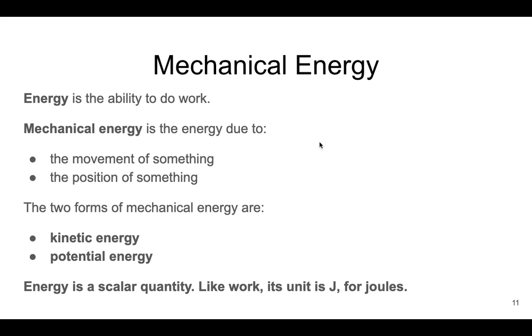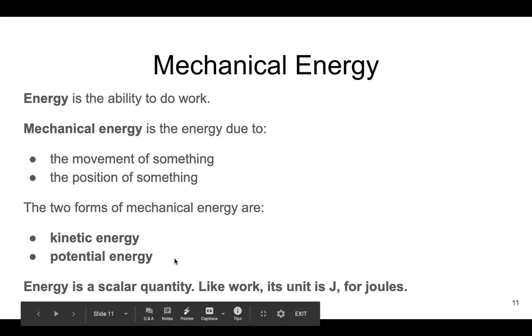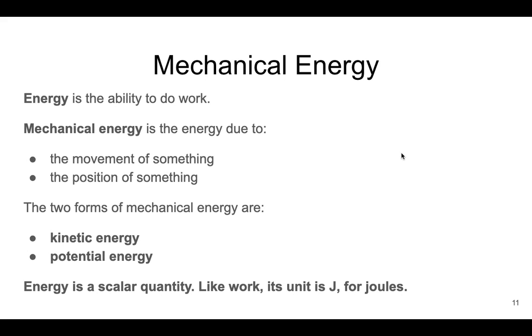But mechanical energy. There are two forms of mechanical energy, kinetic energy and potential energy. We've been teaching you about these things throughout your entire academic career. So think of the roller coaster at the top of the hill. That's got potential energy. It's not moving, but it's about to move. Once it starts going down the hill, it has the energy of motion. That is kinetic energy. And energy, just like work, is a scalar quantity. And just like work, its unit is J for joules.